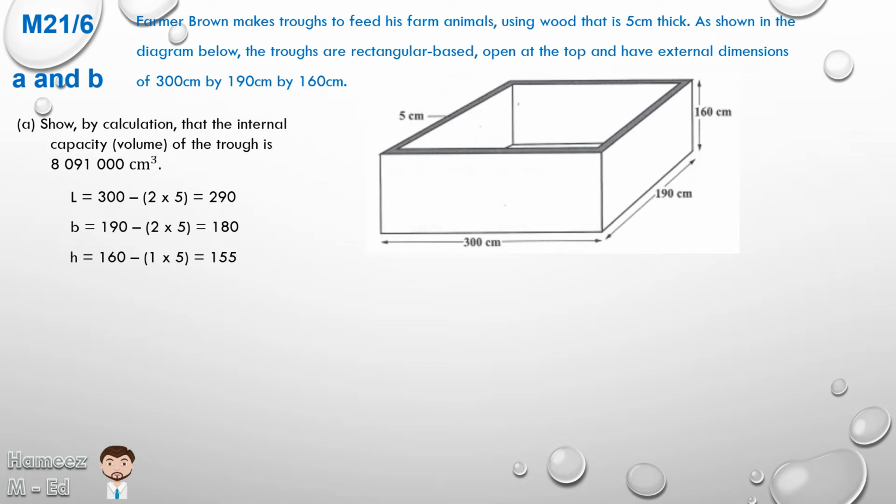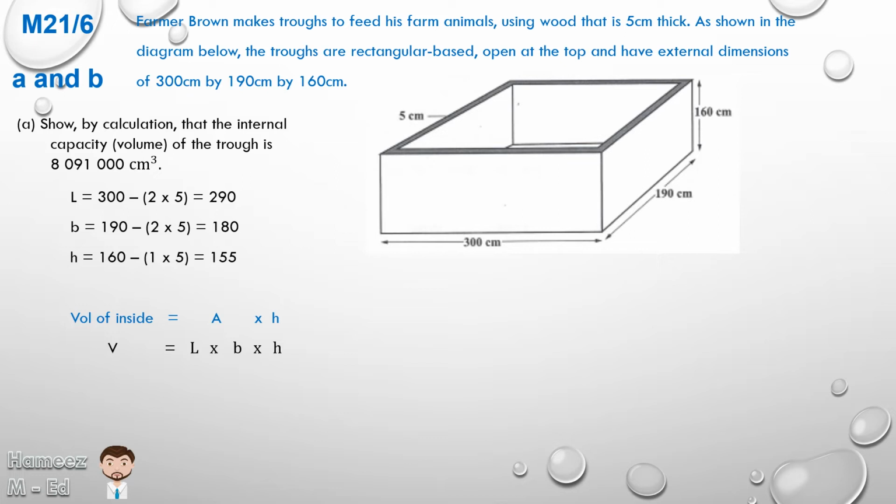As such, let's recall that the volume of a cuboid falls under that of a prism because it has the same cross-sectional area throughout. So the volume of the inside will be area times height. And we know the area of the base is length times breadth, times height will give us the volume.